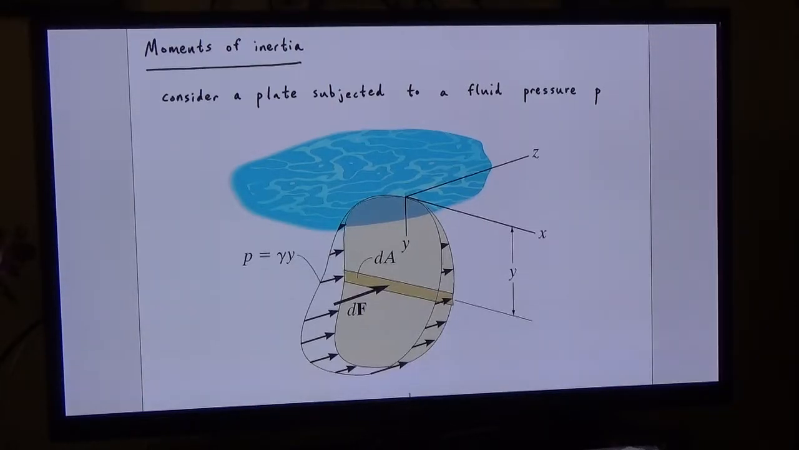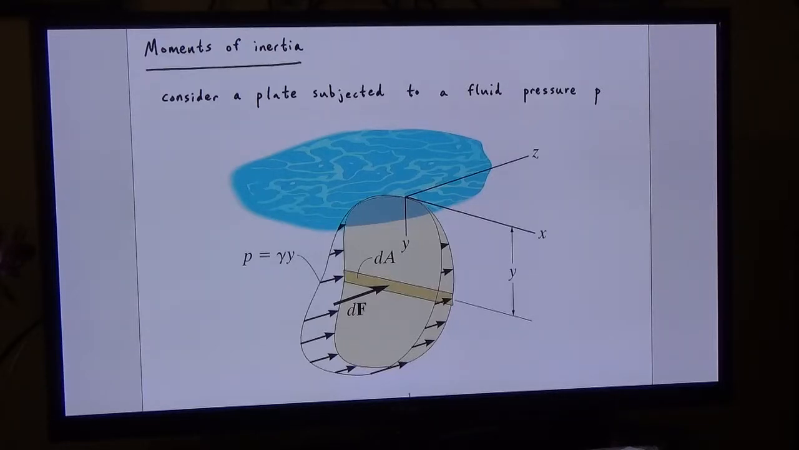Alright, in this video we're going to start talking about moments of inertia. I want to first go over what is moment of inertia. Then we're going to look at two methods of calculating moments of inertia, somewhat similar to what we did with centroids. We're going to start off with an integration method, and then we're going to look at a composite area method for calculating moments of inertia.